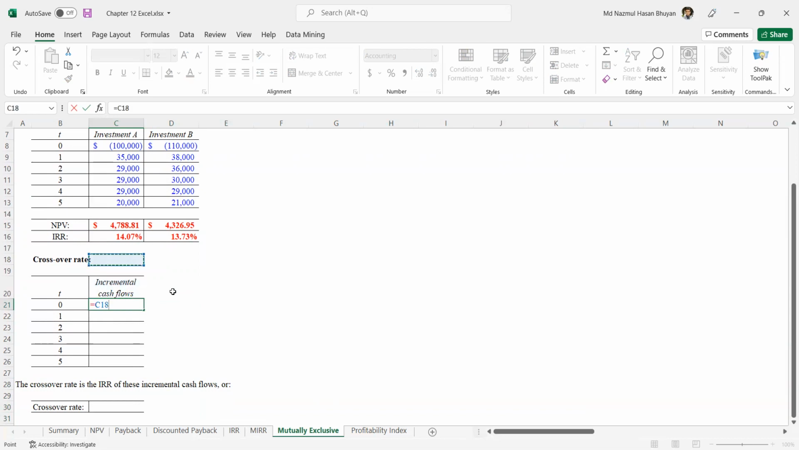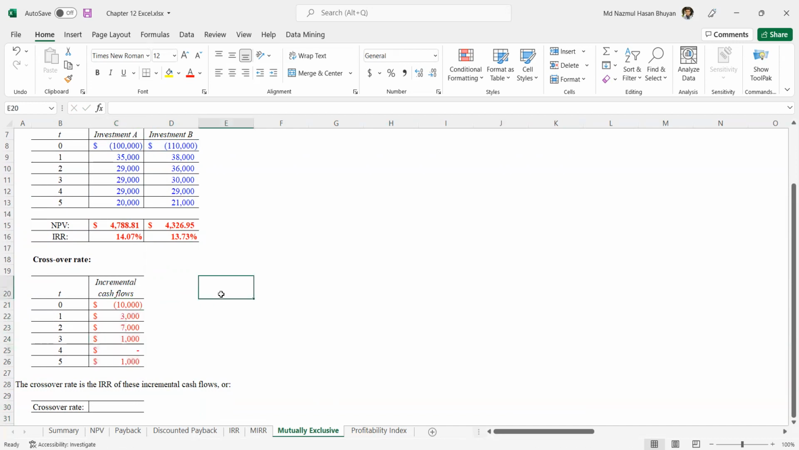To do so, you first have to calculate your incremental cash flow. So here you can see the way I calculated it, I make sure I just have one negative cash flow so that I can apply the IRR formula. But if you happen to have more than one negative cash flows, then apply the MIRR formula to get your crossover rate.